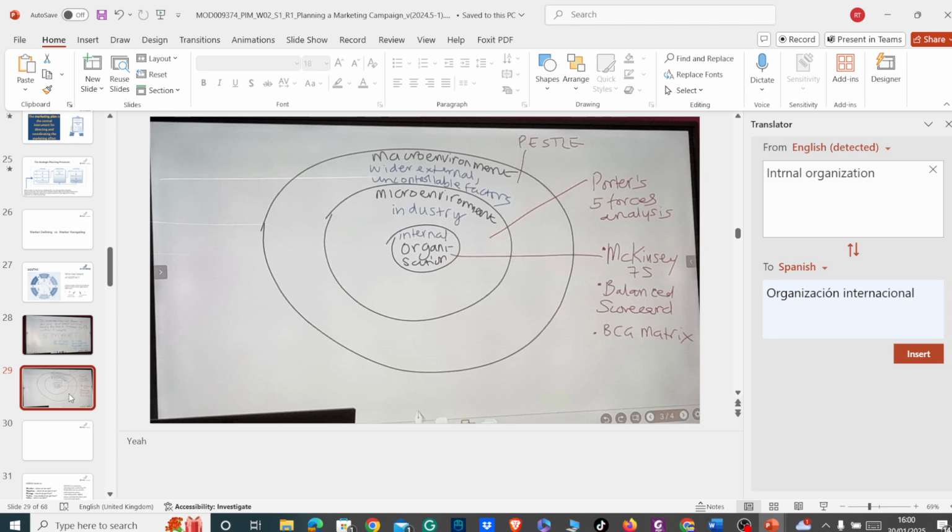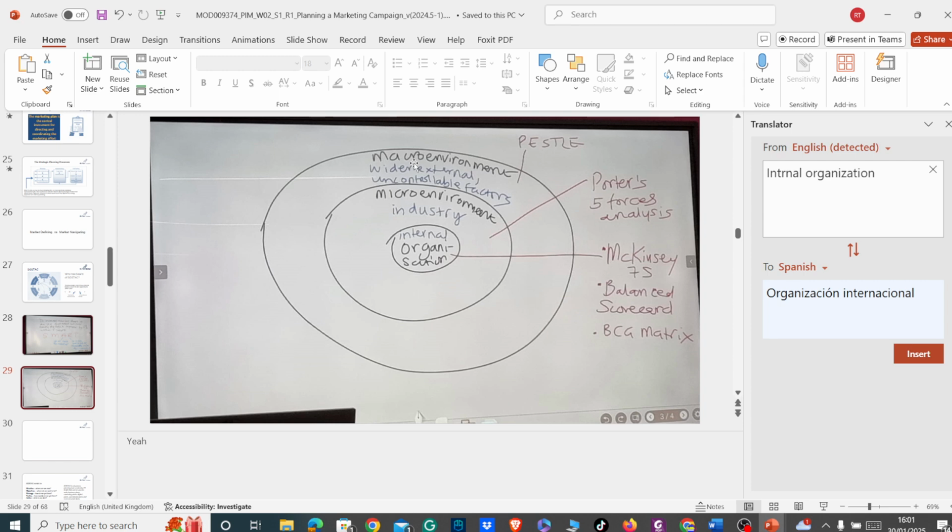The macro environment: we start from the outside and work our way in. The macro environment is the wider environment. Most of these factors, the organization cannot control. But there are factors happening in the environment that the organization needs to know about as part of the analysis. Where are we now as a company and how did we get there?